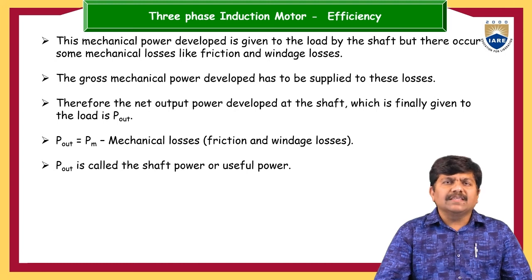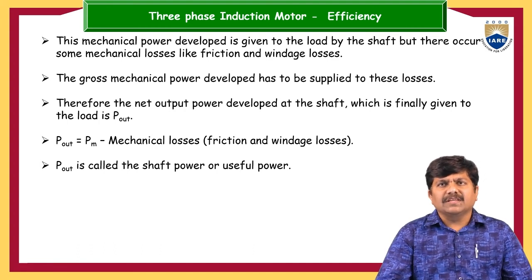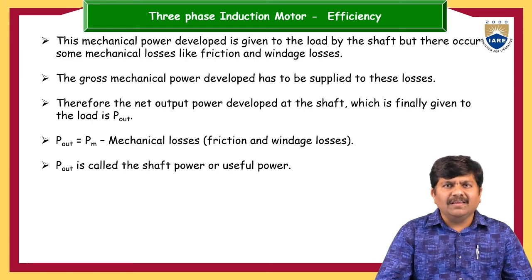So P input is the input for the 3-phase induction motor. P out is nothing but the shaft power or useful power we are going to get from the 3-phase induction motor. So in this session, we can easily understand how the electrical input power is flowing through various stages, meeting and compensating various losses, and how this electrical power is converting into the proportional mechanical power. We can discuss everything.